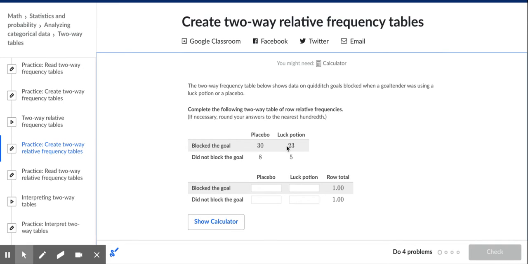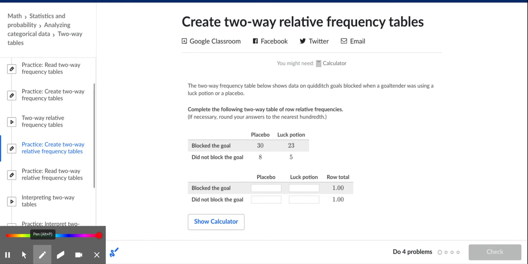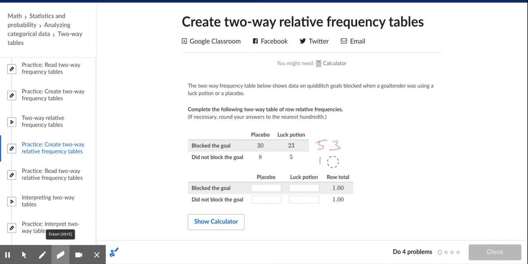Okay, so basically we need to add up this row and see what we get. If we add up this row, we're going to get 53. So there's 53 total blocked goals. And let's go ahead and add up this row while we're here. So that is going to be 12. Nope, it's not 12. It's 13. Silly me. 13. Okay.